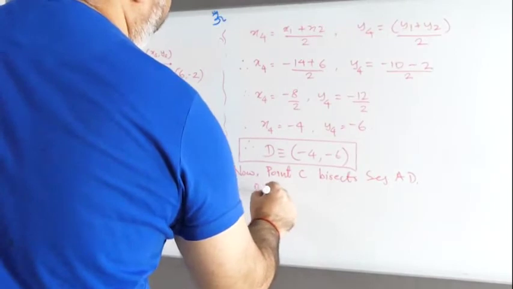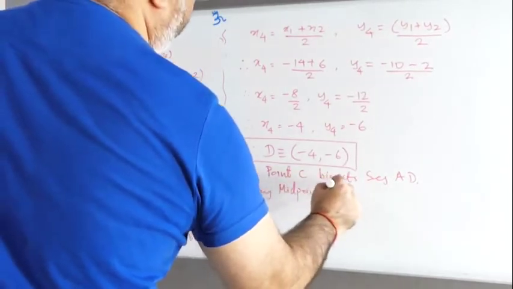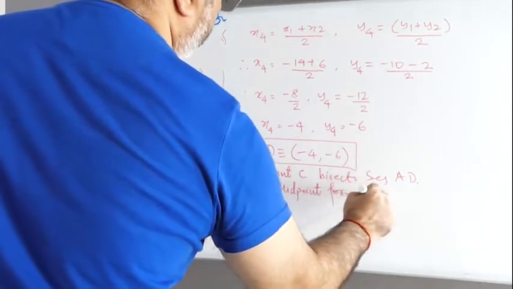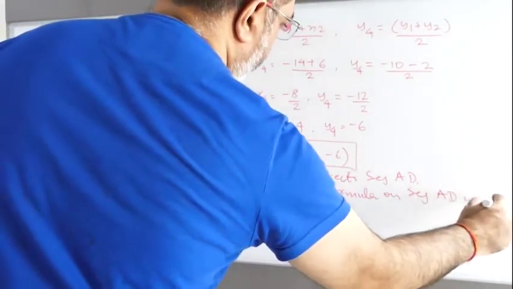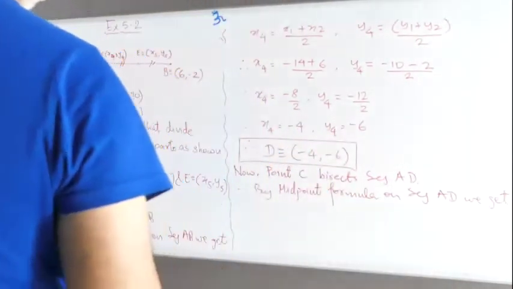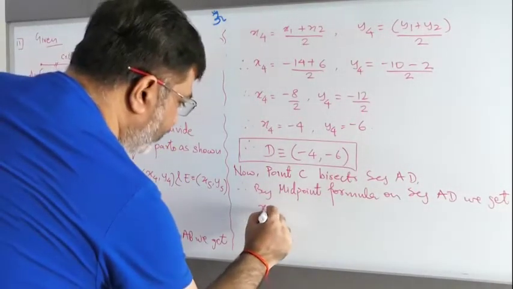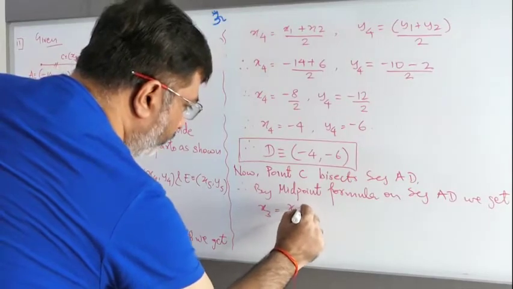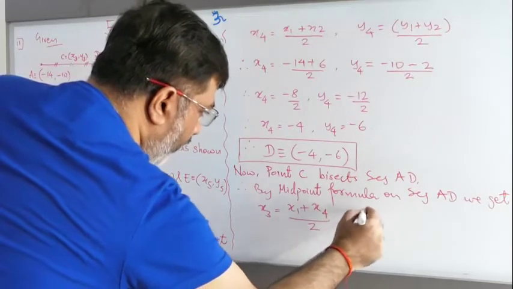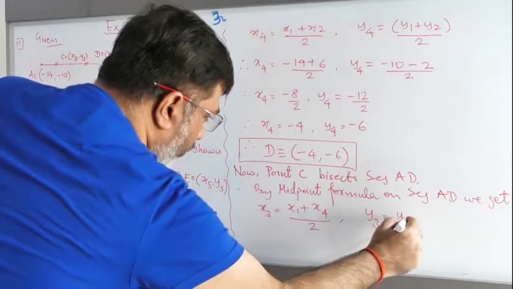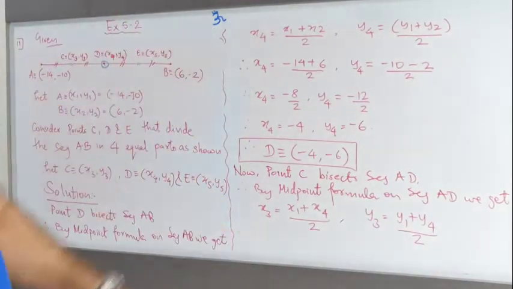Therefore, by midpoint formula on segment AD we get, so midpoint formula on segment AD now. So what will we get? We will have x3 equals x1 plus x4 upon 2, and y3 is going to be y1 plus y4 upon 2. How did we get this formula?